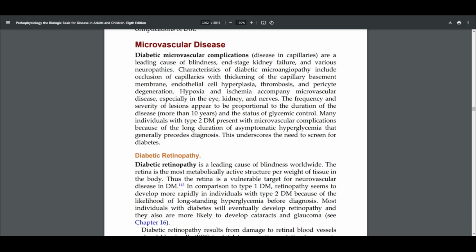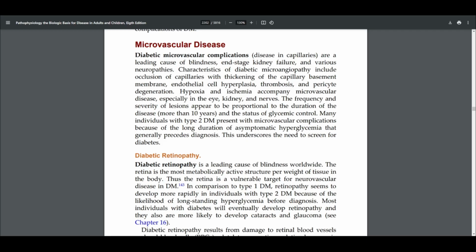The frequency and severity of lesions appear to be proportional to the duration of the disease and the status of glycemic control. Many individuals with type 2 diabetes present with microvascular complications because of the long duration of asymptomatic hyperglycemia that generally precedes diagnosis. This underscores the need to screen for diabetes.